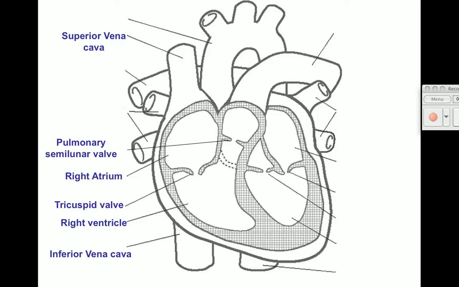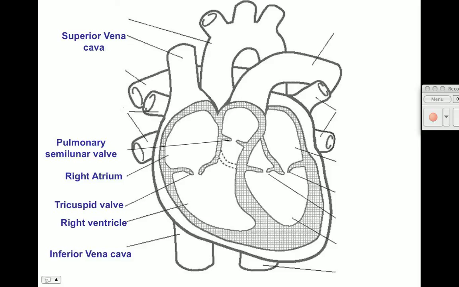This semilunar has to do with the shape, and just like tricuspid means that it's got basically three flaps that come together to make that valve. That prevents the blood, once it's up in this area in this vessel here, leaving the heart from coming back down into the ventricle. So the blood comes up, and then this one, what's happened in this picture is actually rotated, so it's kind of twisted.